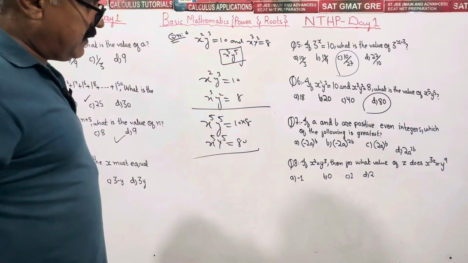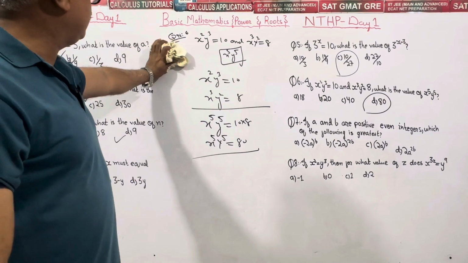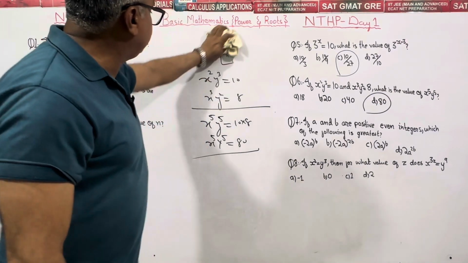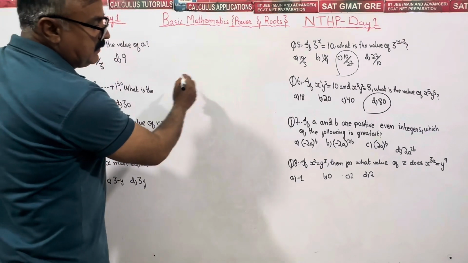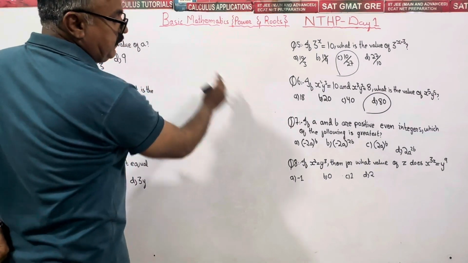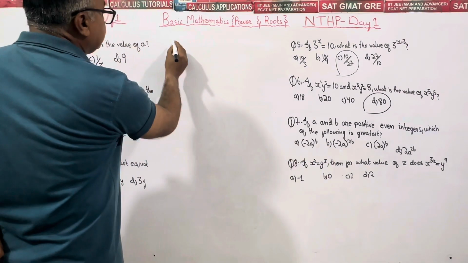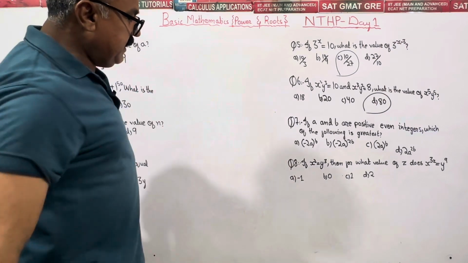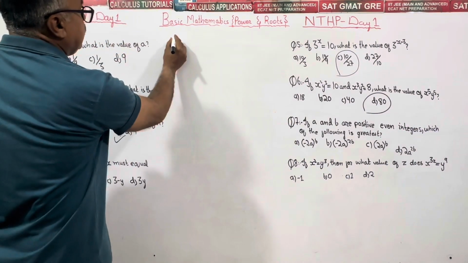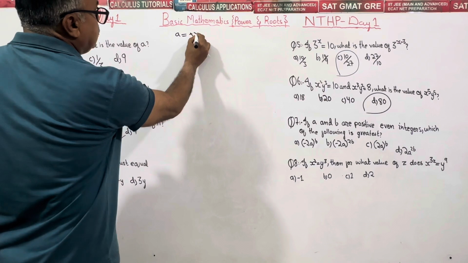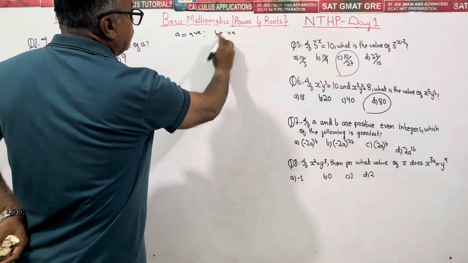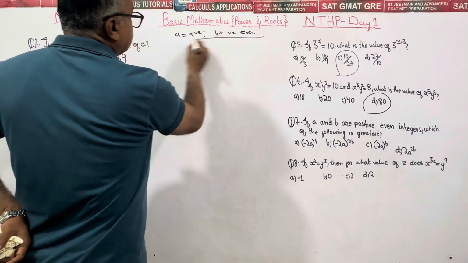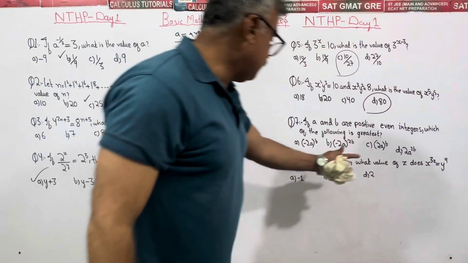Questions number 7 and 8 are the most elegant questions from all these 8 questions. Let me solve them one by one in open space. Erasing this, we have question number 7. If a and b are positive integers, a is a positive integer and b is a positive even integer, then we have to find which one is the greatest.